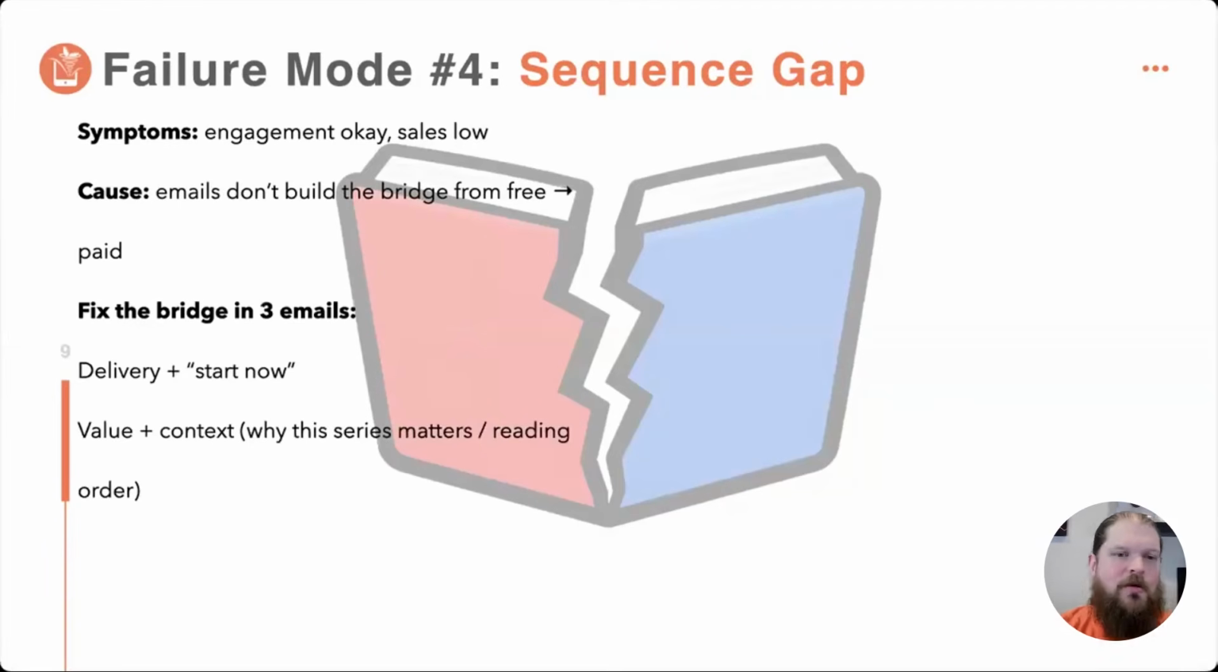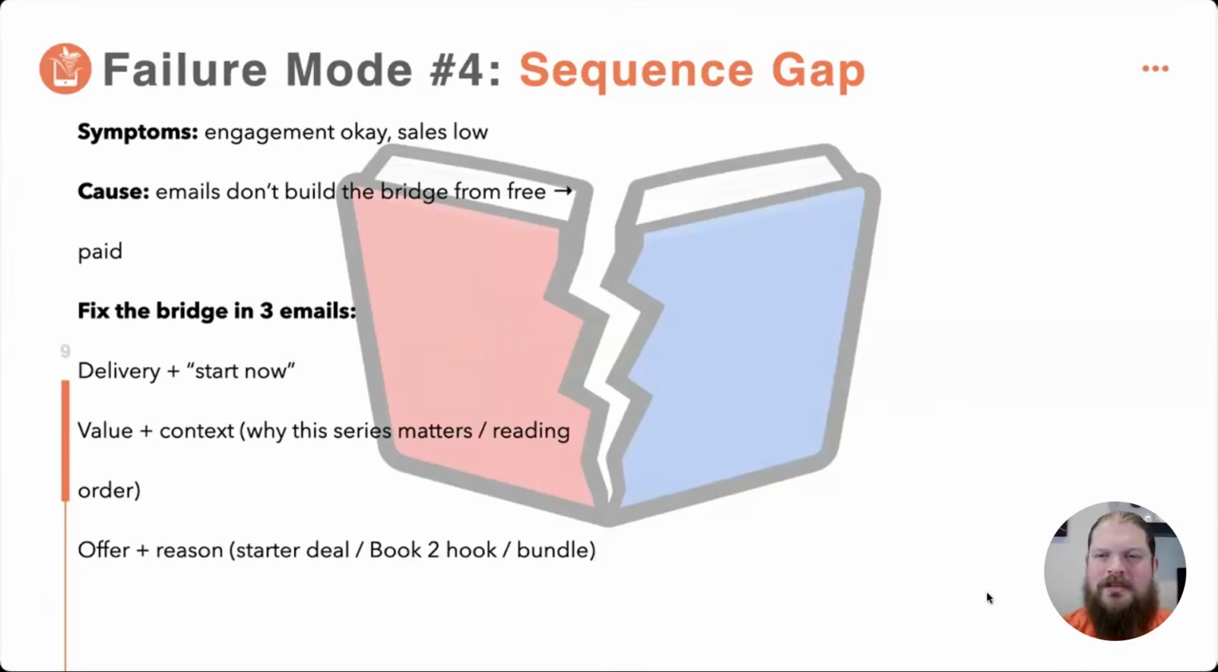The next email, we're offering some additional value or context why this series matters. The reading order, right? We're showing them more instead of showing them all up front. And then that third email can be an offer or reason to take that next step. This might even show up in their inbox after they've finished the reader magnet. Keep in mind, sometimes it's going to take multiple touch points to get somebody to take a certain action.